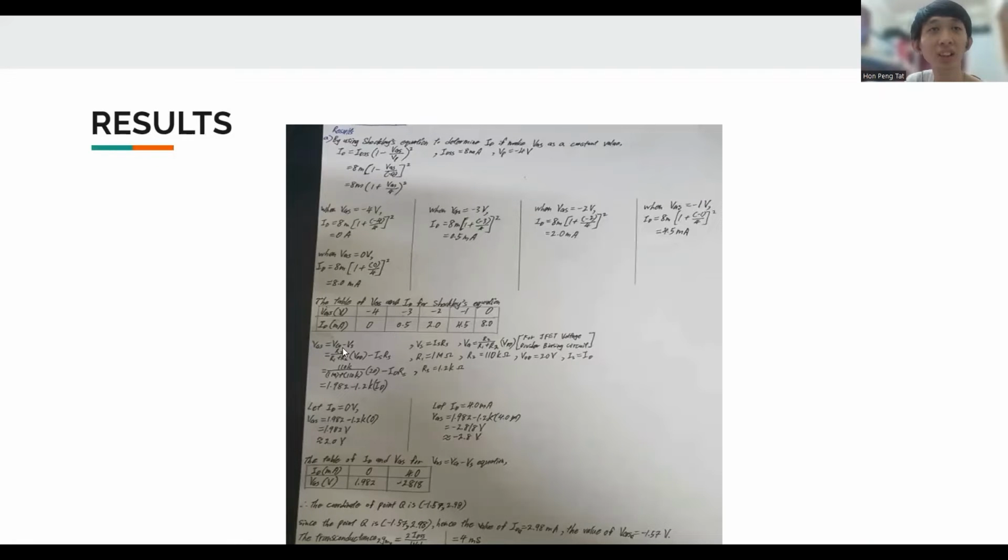And the next equation is VGS equals VG minus VS. We multiply it and simplify it, and it will become 1.982 minus 1.2k times ID. Then we let the ID become 0, and the VGS equals 1.928 volts. Next, we let the ID equal 4 milliampere, and the VGS equals negative 2.818 volts.